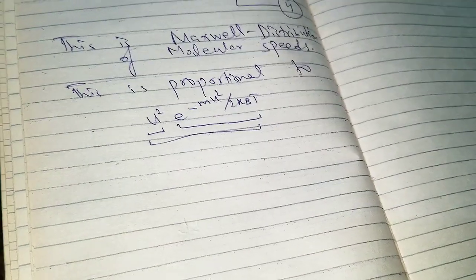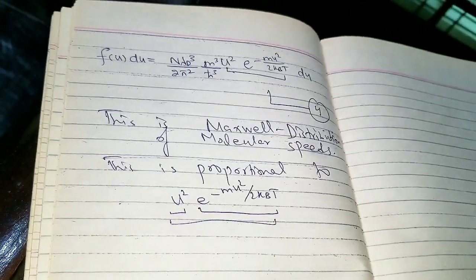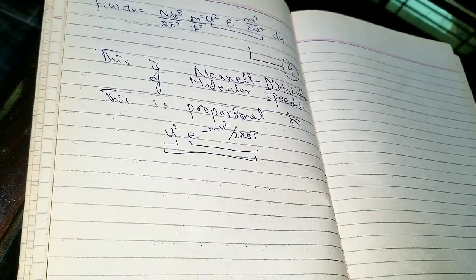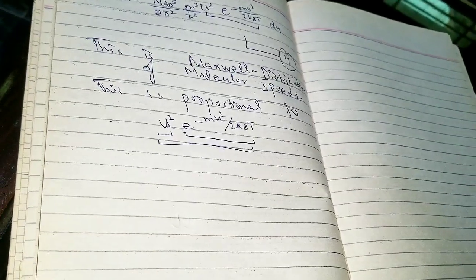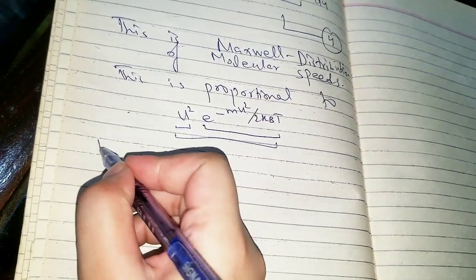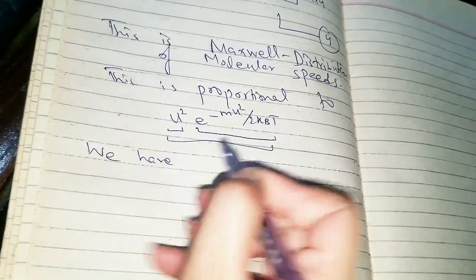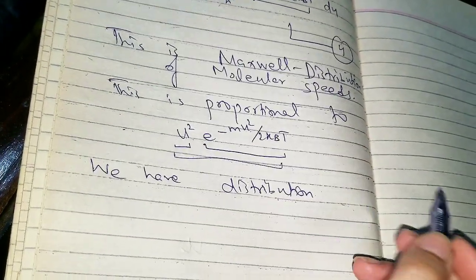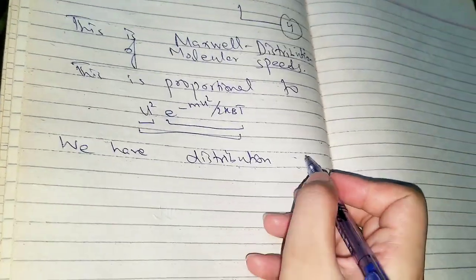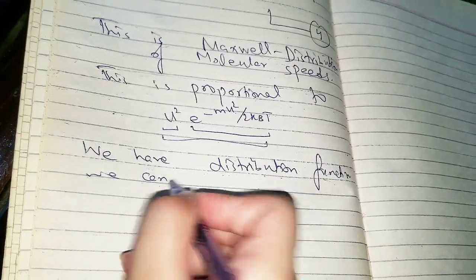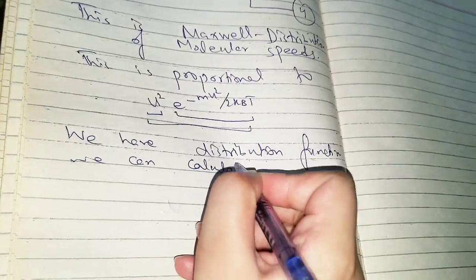This is the distribution function, and as we have found the distribution function, we can calculate the rest of the values very easily. For example, since we now have the distribution function in terms of k and u as well, we can calculate average values very easily.